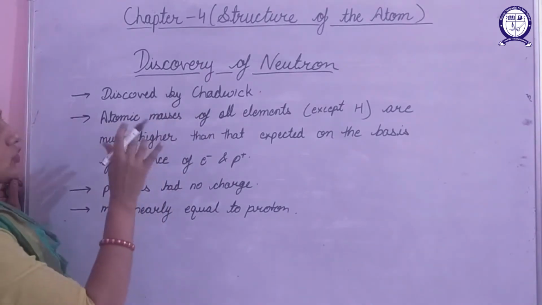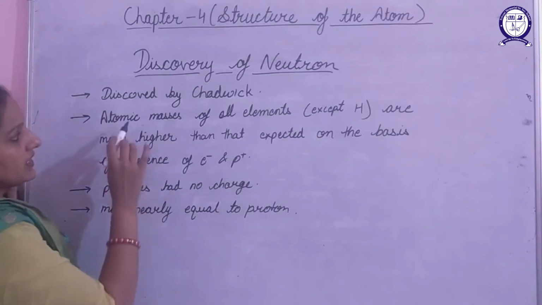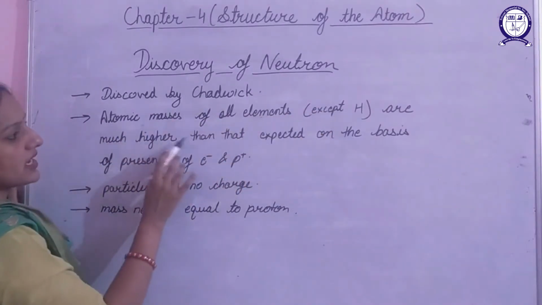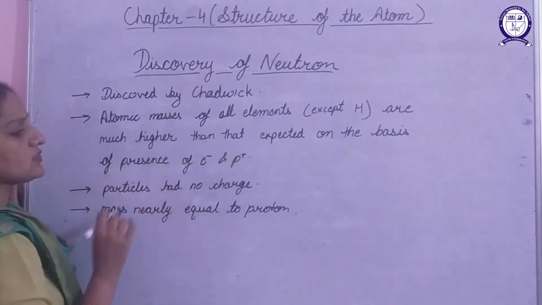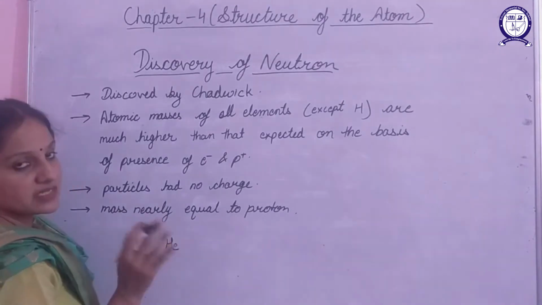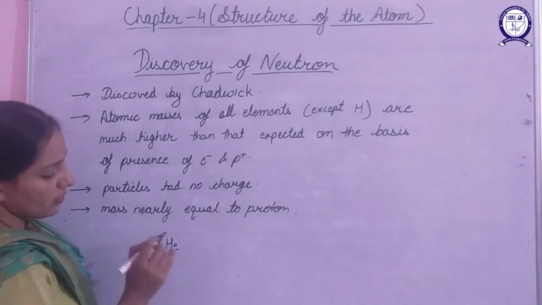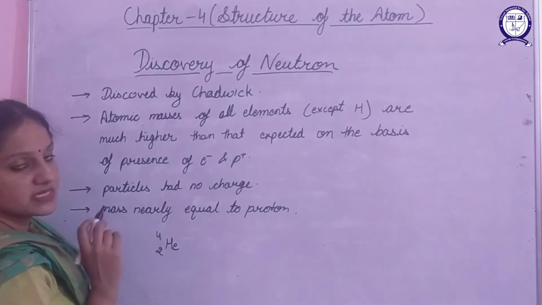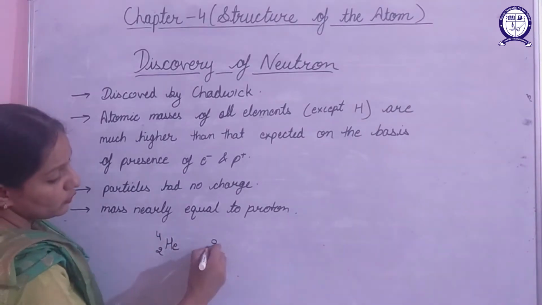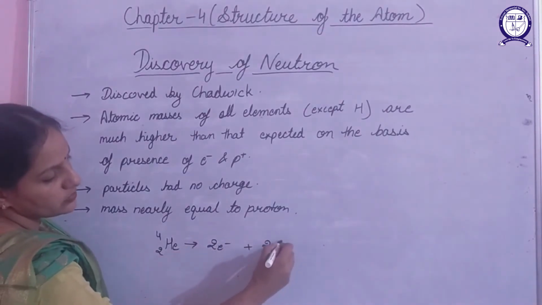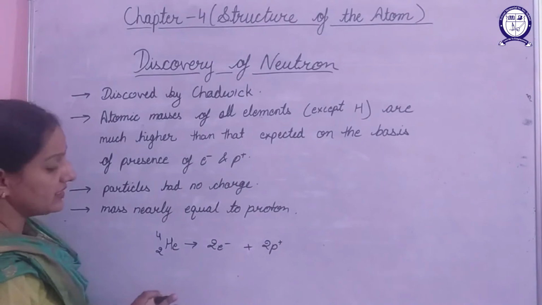What was observed was that the atomic masses of all elements except hydrogen are much higher than expected on the basis of the presence of electrons and protons. Suppose you take the example of helium. We know that the atomic number of helium is 2 and the atomic mass is 4. So 2 electrons and 2 protons are present inside a helium atom.